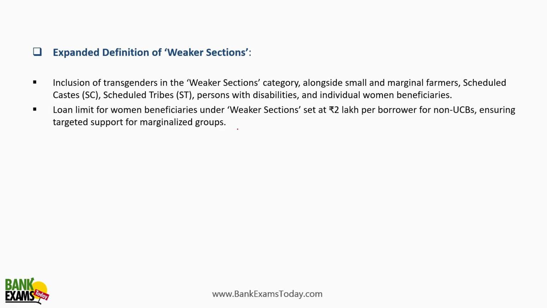Okay. The definition of weaker section has been enhanced, I would say. Now the transgenders, they are part of weaker section category. Okay. Transgenders have been added in the weaker section alongside SC, ST, people with disability, individual women beneficiaries. So this is very important. Transgender का भी inclusion हो गया. Loan limit for women beneficiaries under weaker section is set at 2 lakh rupee per borrower for non-UCBs, right?